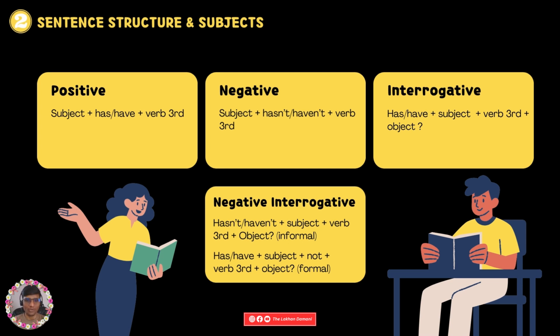This is more formal, but that's not really common. It's less common in speaking, which is why we use the more informal form: hasn't she? Haven't they? So I suggest you use the informal way to communicate the negative interrogative.